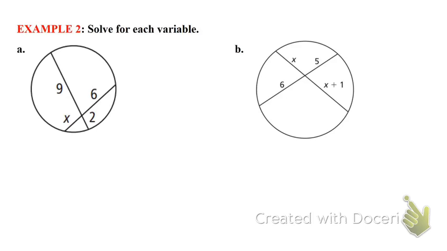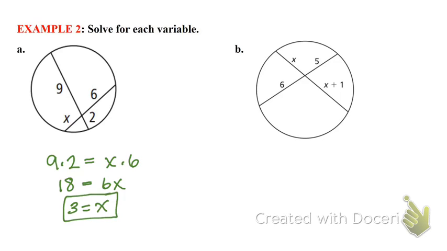And we have another segment that's 6 and x, multiply those together. When we simplify, we get 18 equals 6x, find that x is 3. Awesome, so that was pretty simple. For the next one, go ahead, Miss.